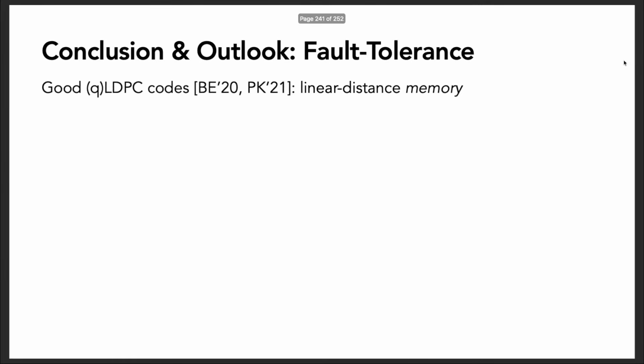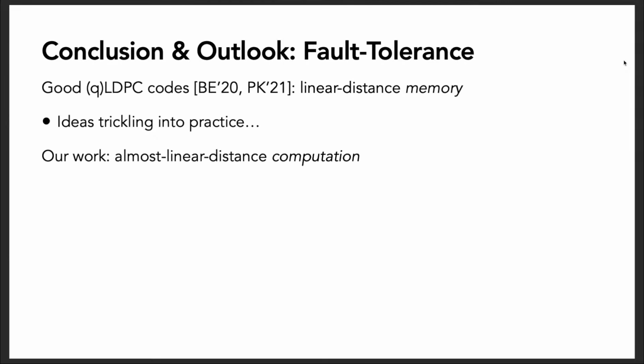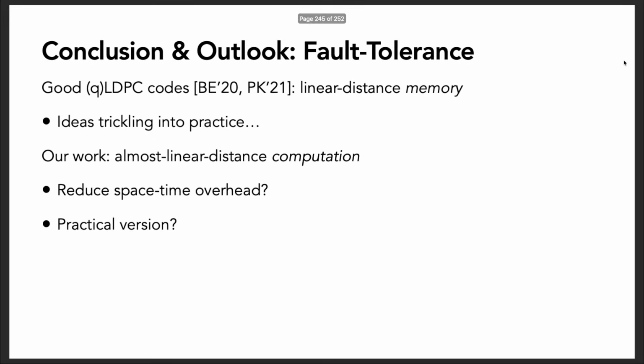Cool. So I'll just wrap up with a conclusion and outlook. On the fault tolerance side, good QLDPC codes gave linear distance memories, and the ideas are now really starting to take hold in practice, even in companies trying to build quantum computers. Industry labs are trying to build these QLDPC codes. But we don't just want codes, we want whole fault tolerance schemes. Especially if we could reduce the space-time overhead of our scheme, maybe the ideas could also trickle into practice.